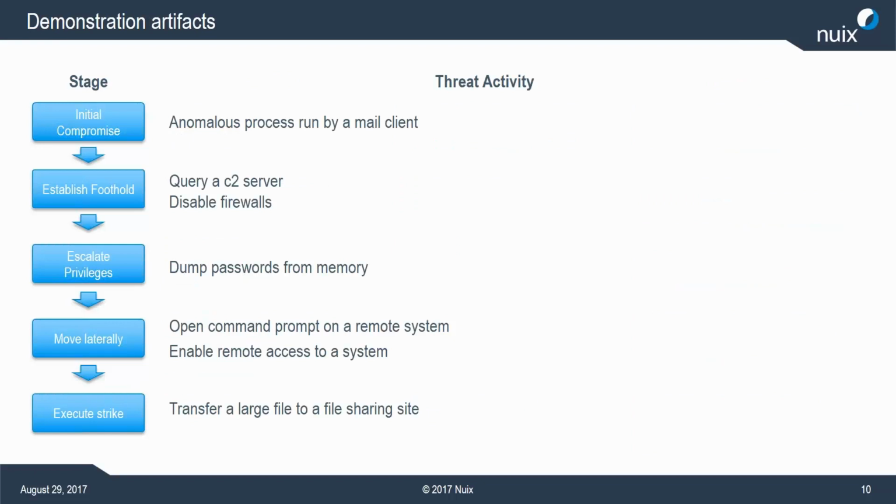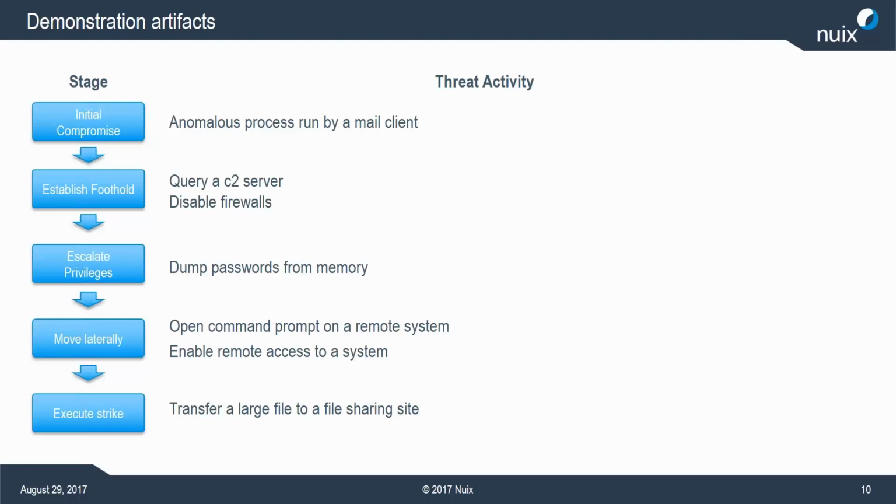So for the demonstration today, we're going to focus this in on just a few of these, given that we don't have a tremendous amount of time. At the initial compromise stage, we'll focus on looking for that anomalous process that's being run by a mail client. At the established foothold stage, we'll look for malware that might be querying a command and control server, and then the step of disabling firewalls. At escalate privileges, we'll look for dumping passwords out of memory.